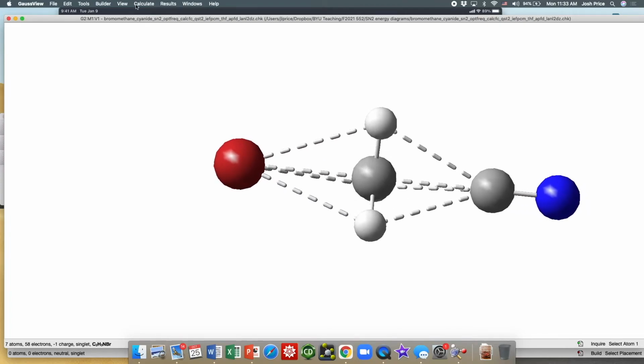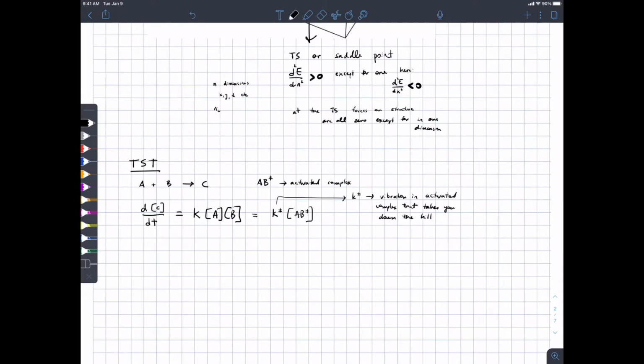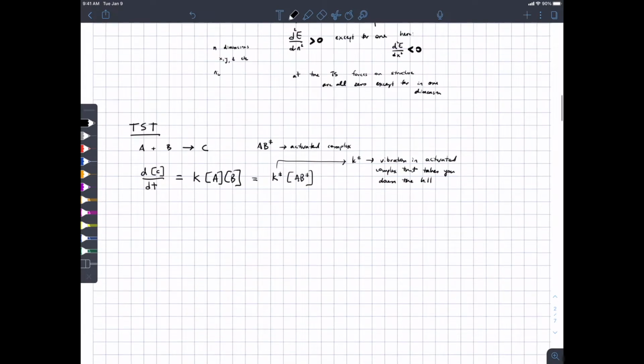All right. So let me just stop that record. Okay. So that's the vibration we were talking about in a reaction, a vibration along the reaction coordinate.